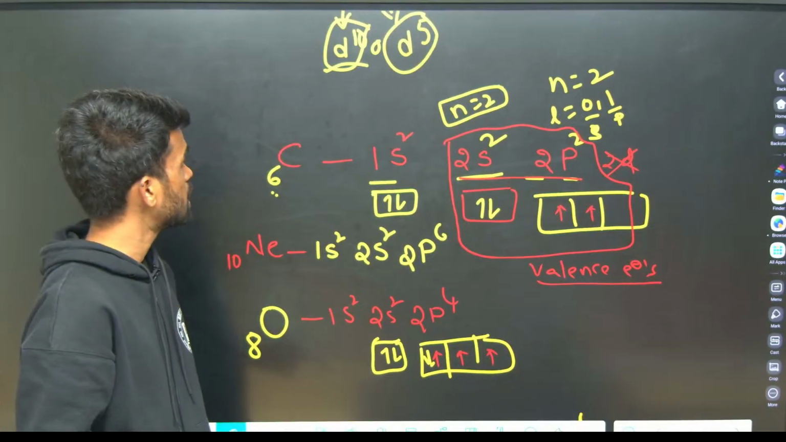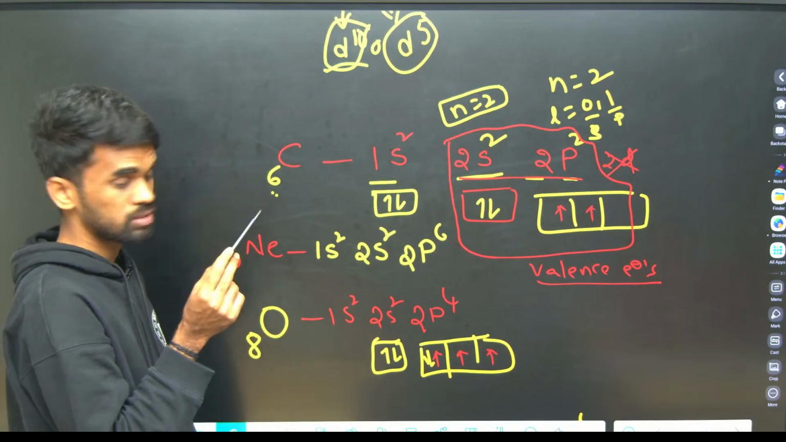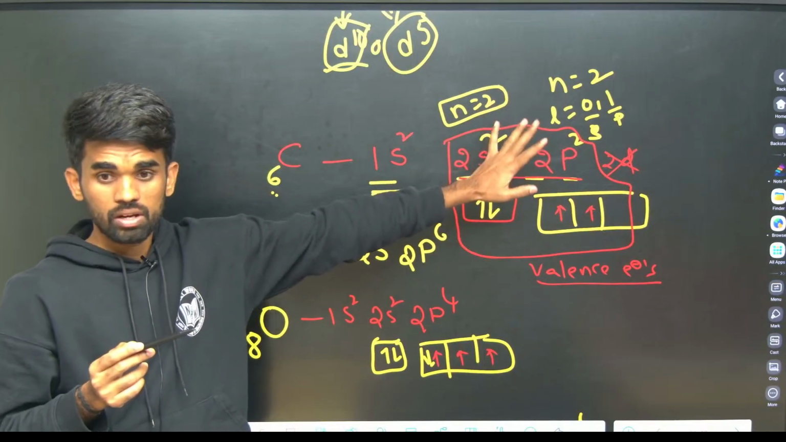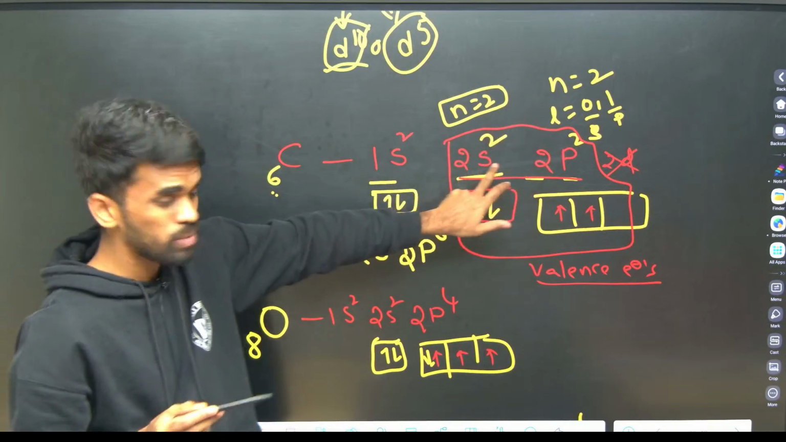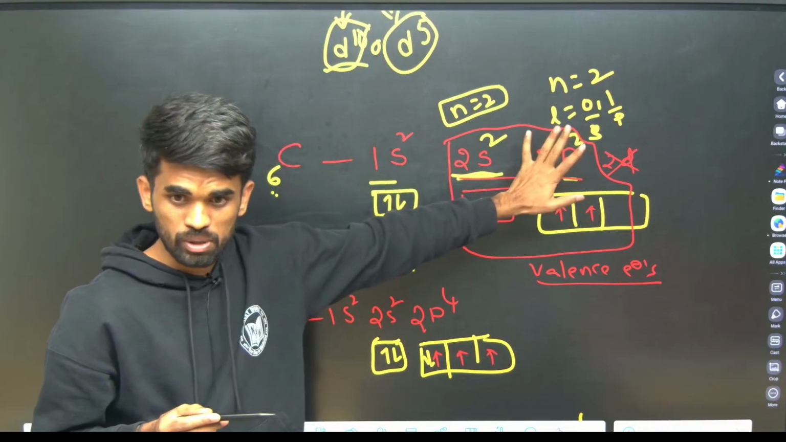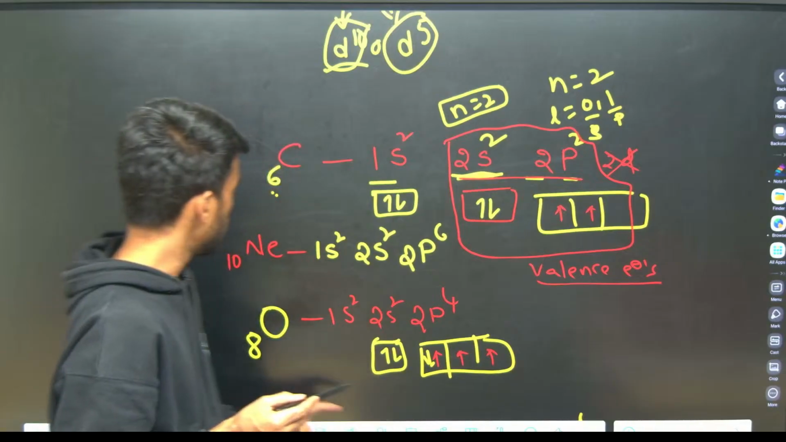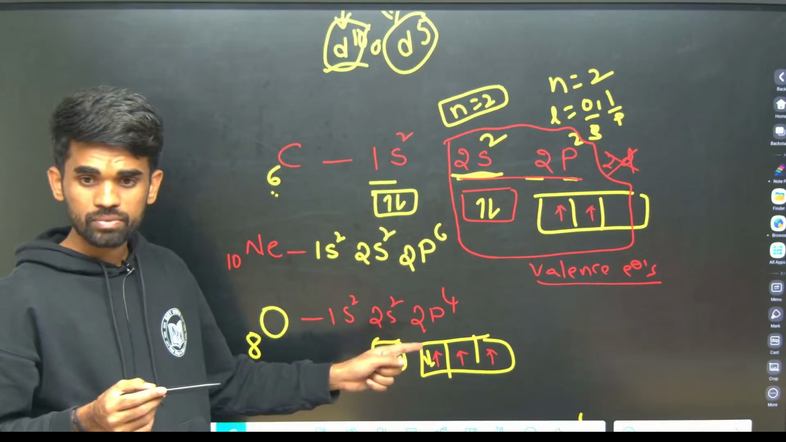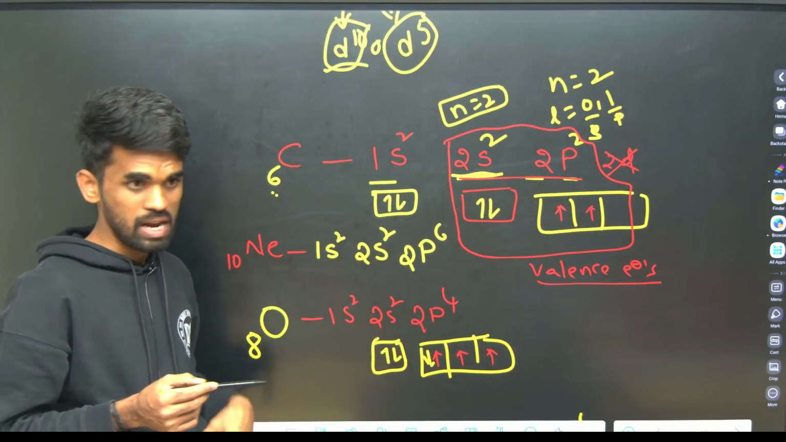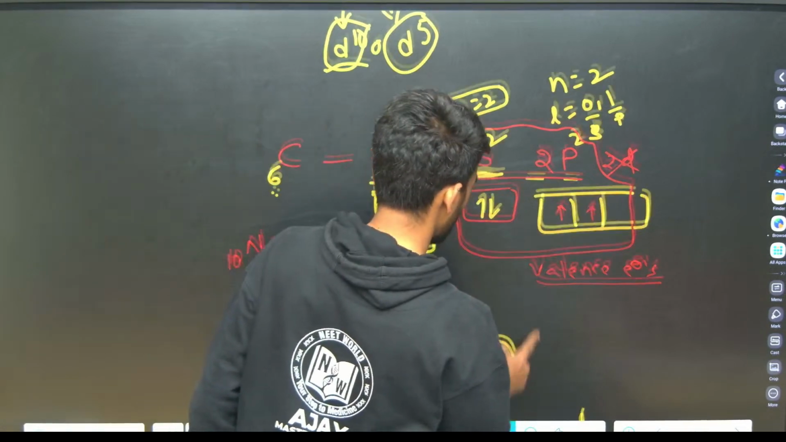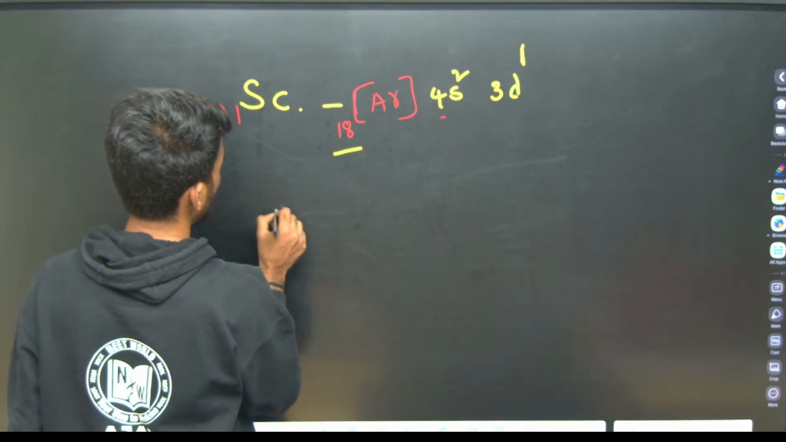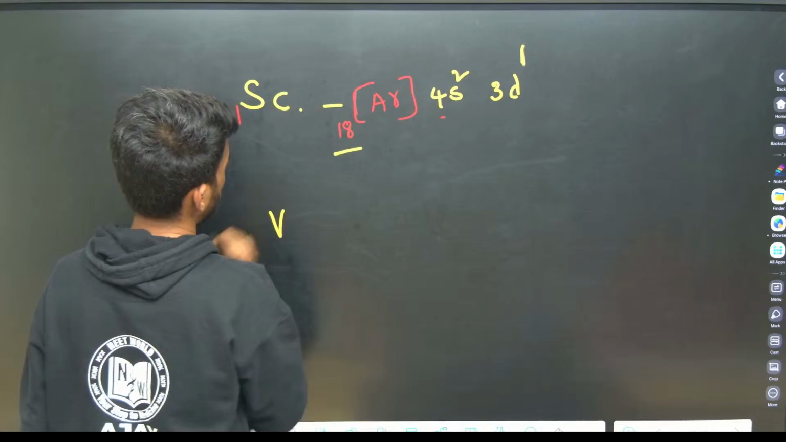How many valence electrons in carbon? Just valence electrons, how many are you seeing here? 2 plus 2, 4 now, that will be your answer. Okay. So now in oxygen, you say? 6 are there. So this 2 plus 4, 6 valence electrons. Okay. Next, I am giving you vanadium. Tell me.